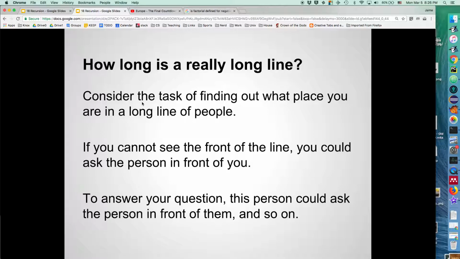Well, I don't know how long the line is, so I'm going to ask the person in front of me, hey, how long's the line? Now, they don't know how long the line is either, so they're going to ask the person in front of them, who also doesn't know, and this is going to keep going until eventually you get to somebody who's first, and they're going to say, I'm first. The line is of size 1.